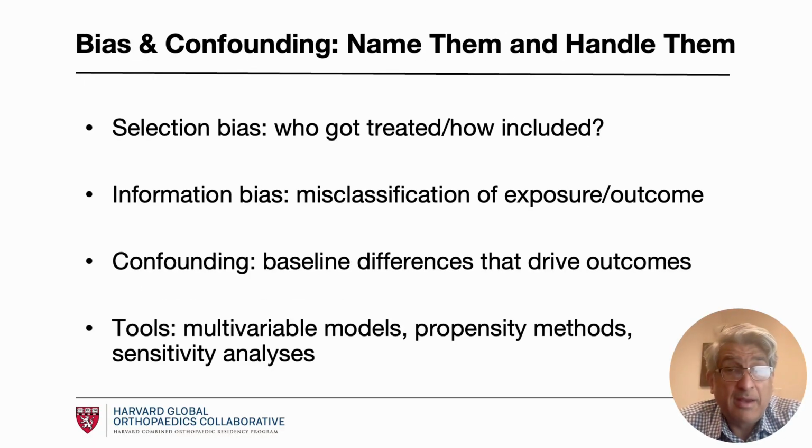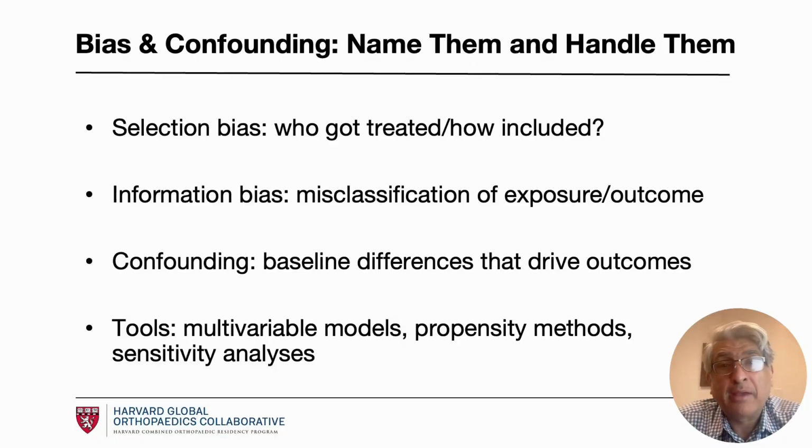Bias and confounding. Name them and handle them. Selection bias: who got treated and how? Is it included in your paper? Information bias: is there misclassification of exposure or outcome? Confounding: baseline differences that drive outcomes. And your tools: multivariable models, propensity methods, sensitivity analysis.